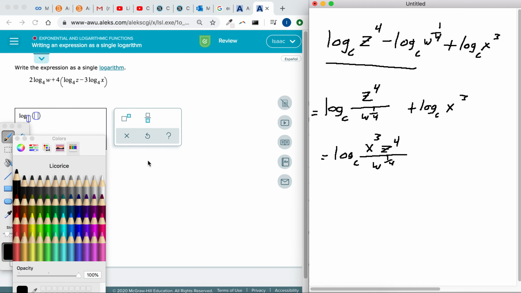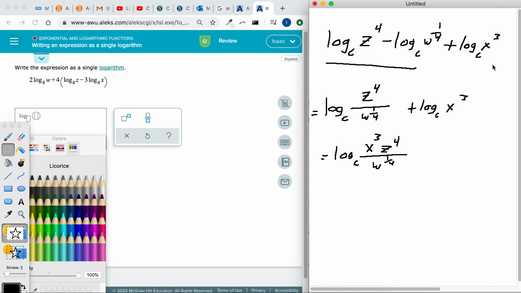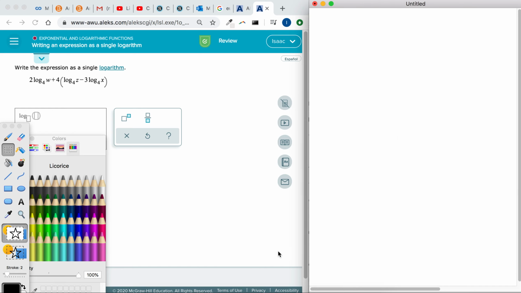I think they're all going to be like this now. Let's do this one real quick because it is a little different. Alex kind of has 3 levels of difficulty. Here, let's just do the same thing. Make that 2 come on top of that power, come on top of w. So that's log base 4 of w squared plus.